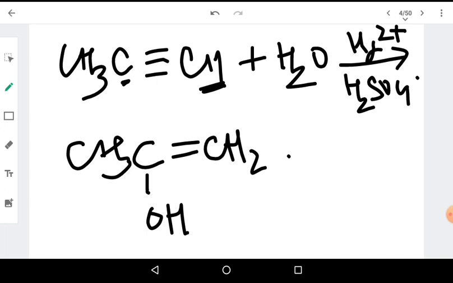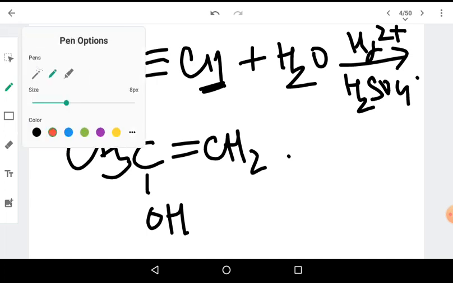This one can be arranged, or we can say rearranged. What is the rearrangement? Let us bring, I'll take another color.